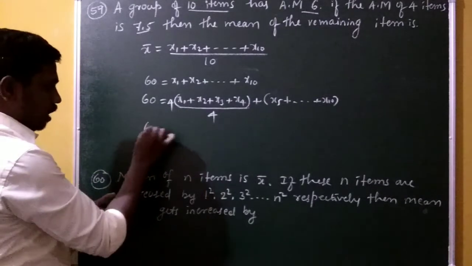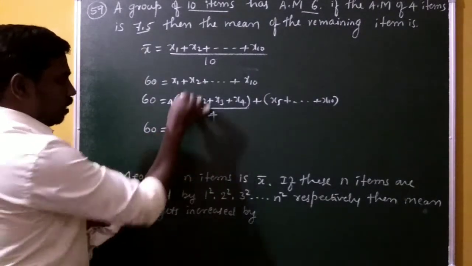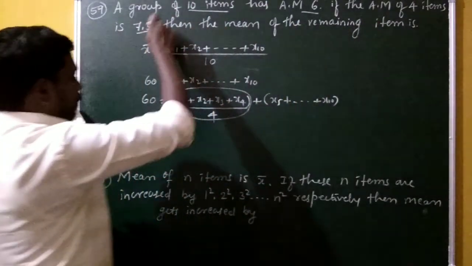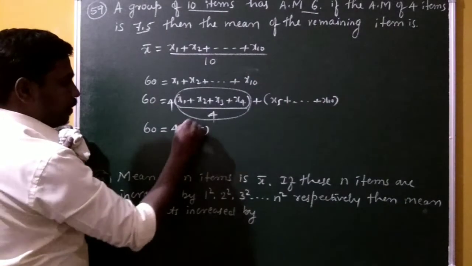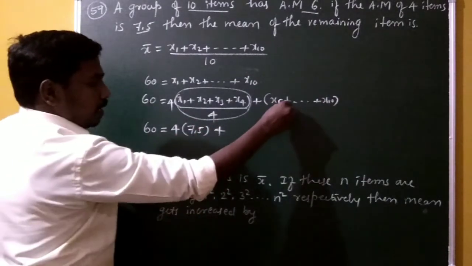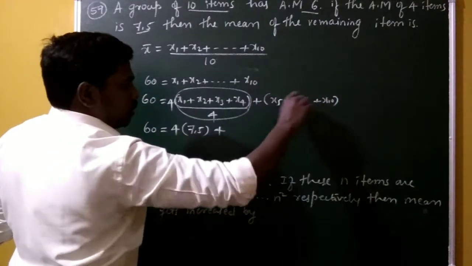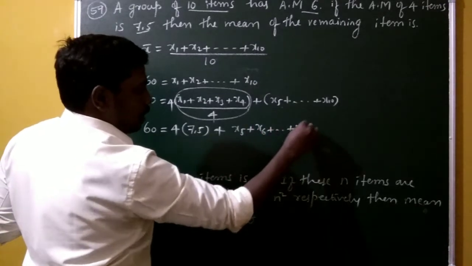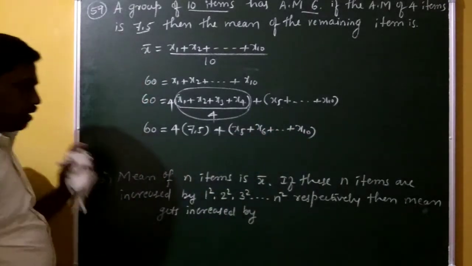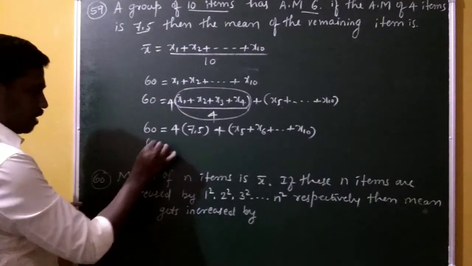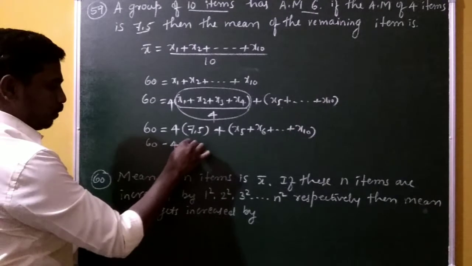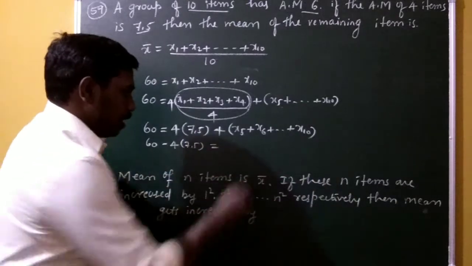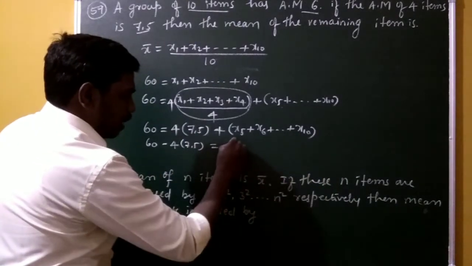ಓಕೆನಾ? ಅಂದ್ರೆ ಆಯ್ತು 60 is equal to 4 into this, taken as what? So 4 item is ಕೊಟ್ಟಿದ್ದಾರೆ 7.5. So right, plus so remaining ಎಷ್ಟಿದೆ terms? 6 terms. ಹಾಗಾಗಿ so x5 plus x6 up to so on x10 ಇದೆ. ಓಕೆ. ಸೊ ಇದನ್ನ ಮಲ್ಟಿಪ್ಲಿಕೇಶನ್ ಮಾಡ್ಕೊಂಡು ಈ ಕಡೆ ತಗೋಬಿಡಿ. ಸೊ 60 minus 4 into 7.5 right is equal to ಇಲ್ಲಿ ಎಷ್ಟು ಟರ್ಮ್ ಇದೆ? 6 ಟರ್ಮ್ಸ್.